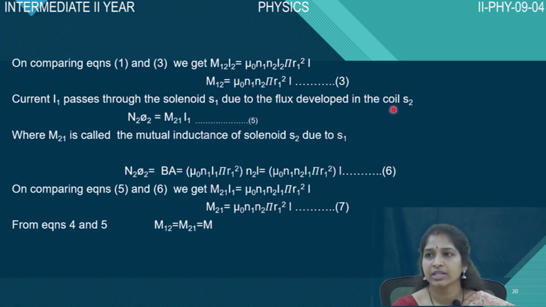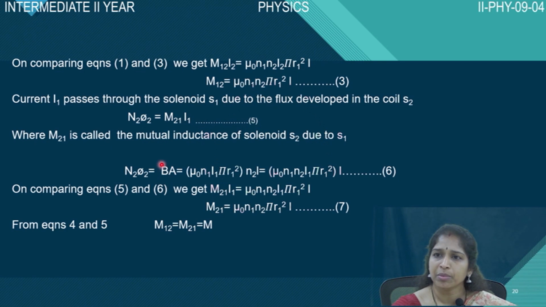So how much is the flux that is developed in the second solenoid? It also depends on the number of turns in the second solenoid. In one turn it is phi 2, but in solenoid S2 there are N2 turns. So the total flux developed in the second solenoid is N2 phi 2. It is directly proportional to the current passing through the first solenoid. So N2 phi 2 is directly proportional to I1. If we remove the proportionality, we get a constant. Here that constant is not M12, it is M21. Why? Flux is developed in the second coil due to current passing through the first coil. So it is called the mutual inductance of solenoid S2 due to S1, due to the current passing through S1. So we got one equation.